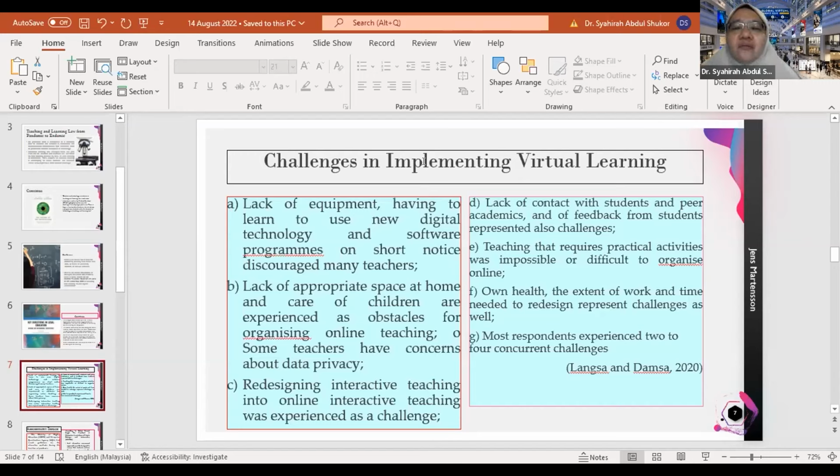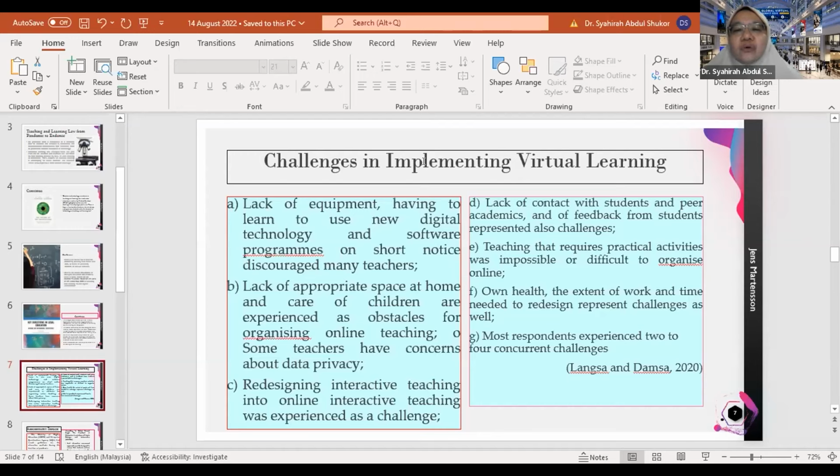And there is a lack of contact with students and peer academics, and a high reliance on technology, on the mobile phone, to get feedback, not only from students but also from colleagues, also represented a challenge. So teaching that requires practical activities was impossible, as we know that law needs more face-to-face interaction rather than being organized virtually online.